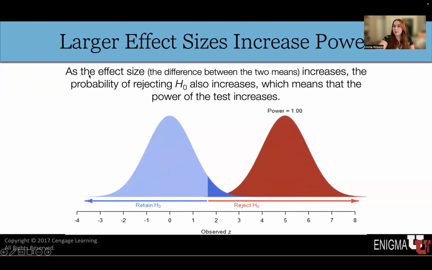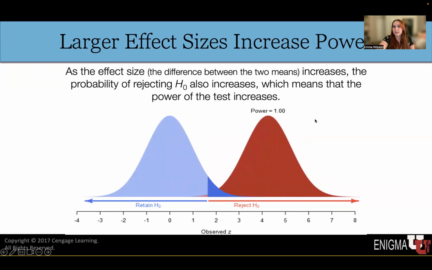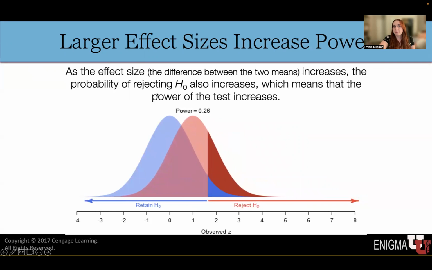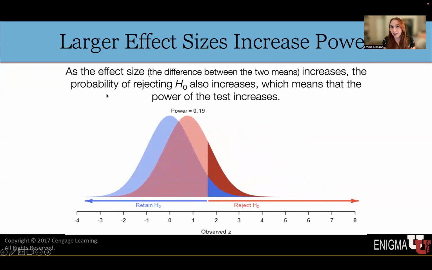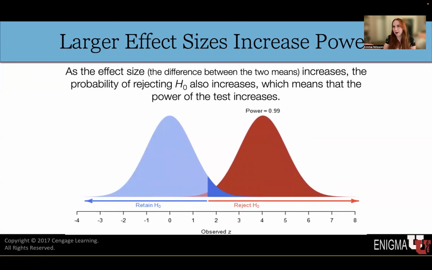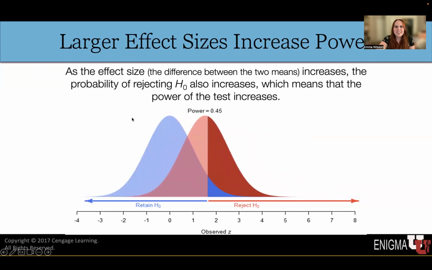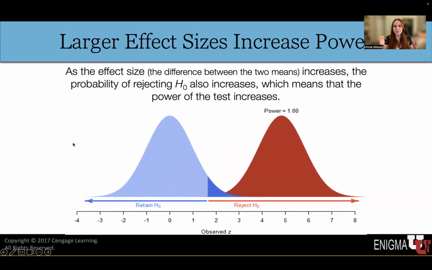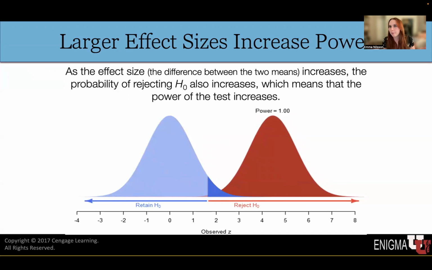As the other relationship is, as our effect size, or the difference between our two means here, increases, our power also increases. In general, what this means is that as your effect size increases, the probability of rejecting the null hypothesis increases, which means that the power of your test also increases. And that makes sense, right? When you have a large effect size, that means that the change between the means is going to be easy to detect, aka high power.